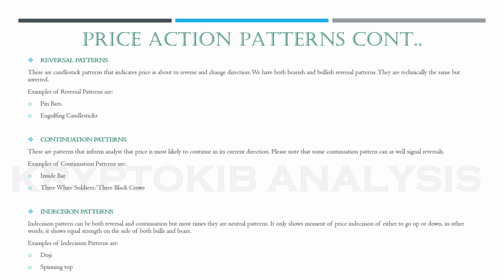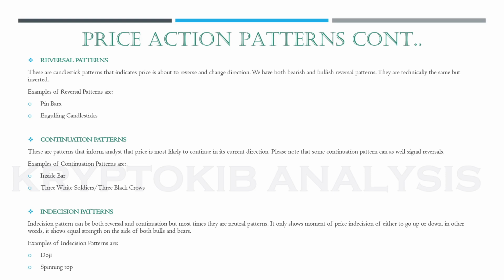Then we have the indecision patterns. Indecision patterns can be both reversal and continuation, but most times they are neutral patterns. It only shows a moment of price indecision of either to go up or down. In other words, it shows equal strength on the side of both bulls and bears. Examples of indecision patterns are doji and spinning tops. If you note what I wrote here, I said they can both be reversal and continuation, but most times they are neutral.